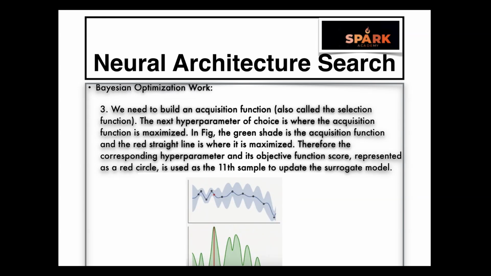So we need to build an acquisition function, also called a selection function. The next hyperparameter of choice is where the acquisition function is maximized. In the figure, the green shade in the lower chart is the acquisition function, and the red straight line is where it is maximized. Therefore, the corresponding hyperparameter and its objective function score, represented as a red circle, is used as the 11th sample to update the surrogate model.